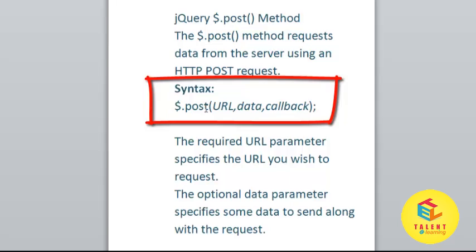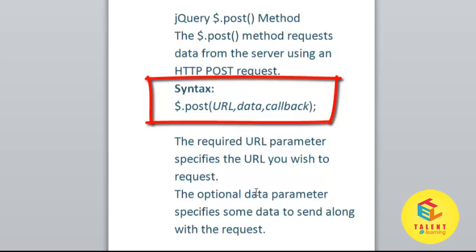$.post, and inside parameter you can pass URL which is required. This specifies the URL that you wish to request. Then data, this is optional, and callback function. Here in data parameter specifies that some data to send along with the request.